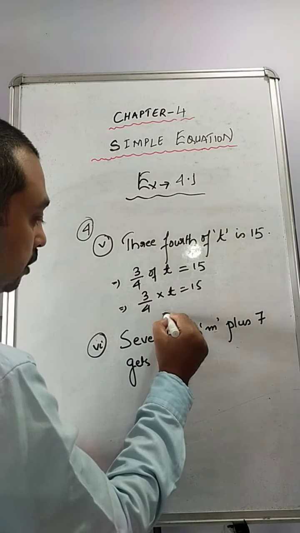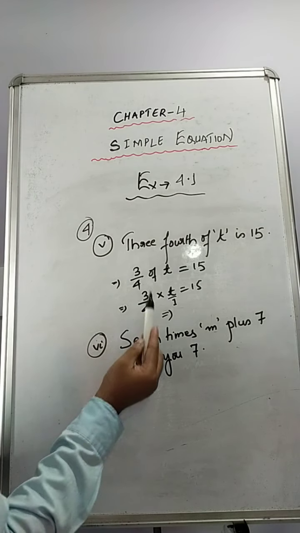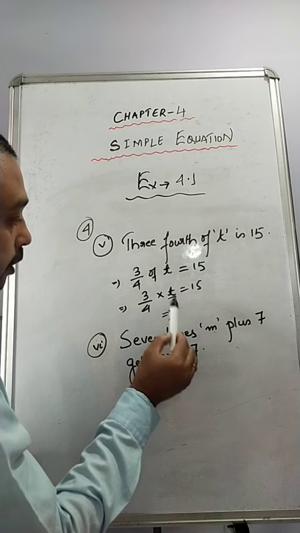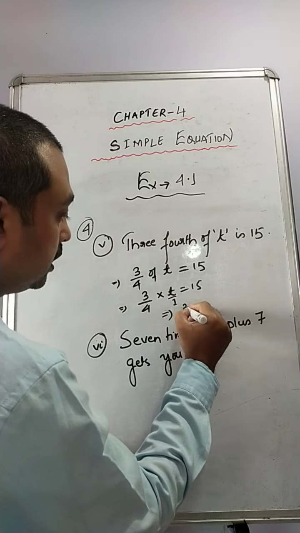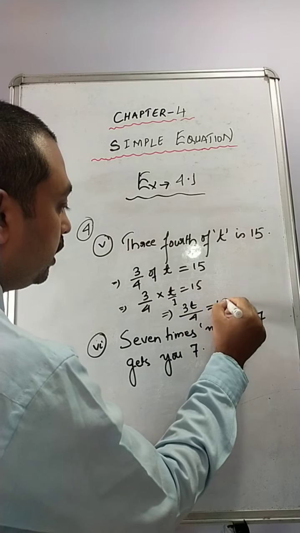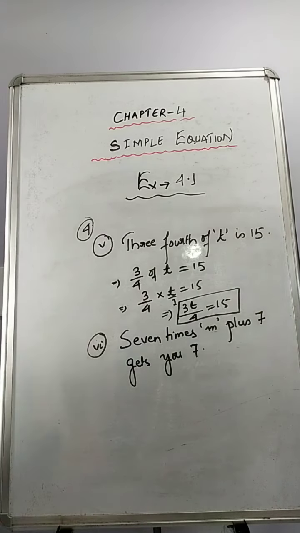Now what is the final equation? Into t means t is carrying 1 as a denominator. So we multiply numerator with numerator and denominator with denominator. 3 into t is 3t, 4 into 1 is 4, and that will be equals to 15. So this is your required equation, students.